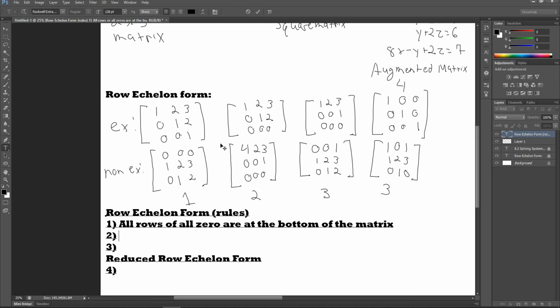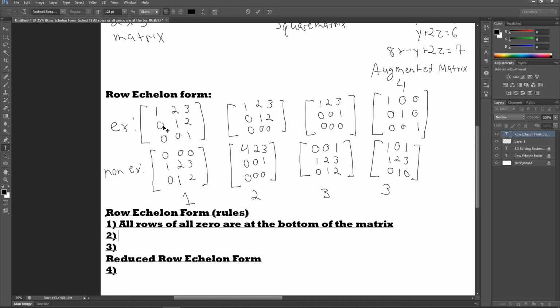Now for rule 2, our first row is the problem. It starts with a 4. Every other row in our examples starts with a 1. There's never an entry other than 1 as the first non-zero entry for that row. It's okay if it's a 0, because it just means the variable isn't there. So here our first entry is a 1.